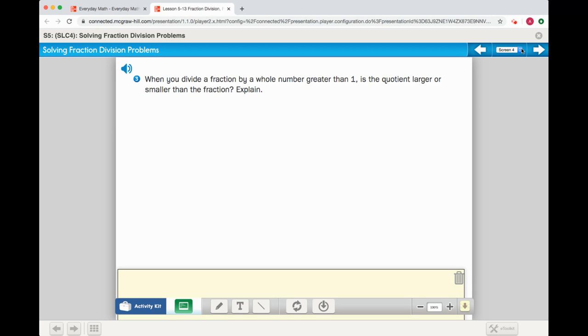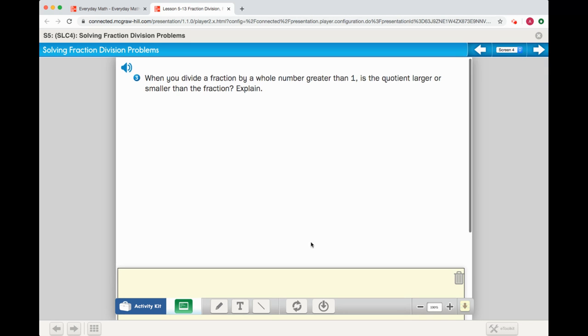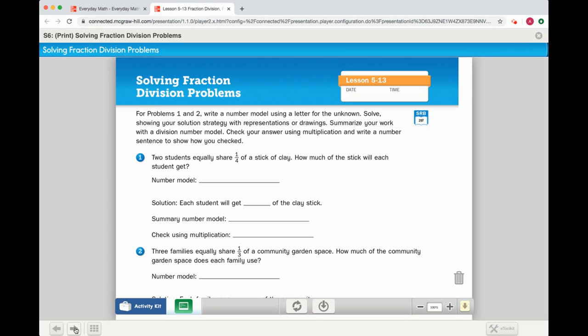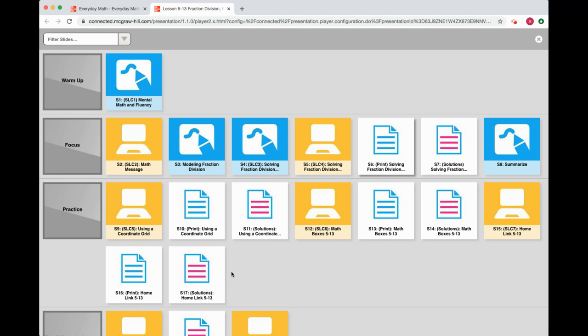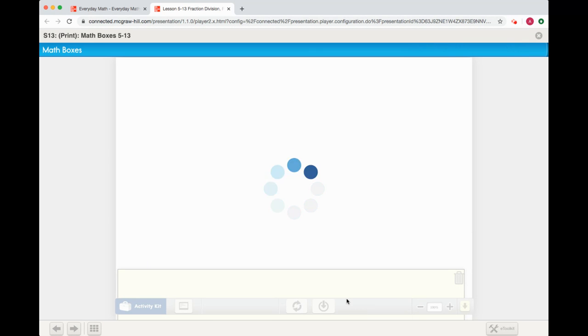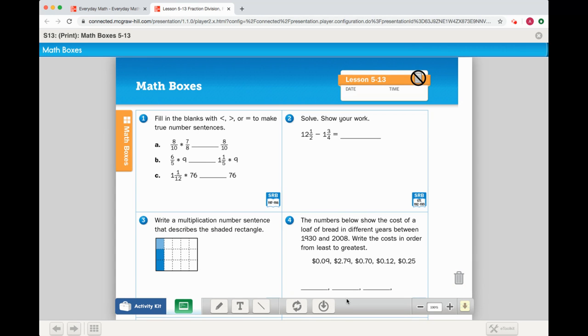And this question says, when you divide a fraction by a whole number greater than 1, is the quotient larger or smaller than the fraction? This is just something you can think about to respond to in your notebook. When you are done with this, you could go onto your math boxes, which might be done already, since this was a previous lesson taught. Okay, if you're online, you could just go to the math boxes on Connect Ed, or if you do have your journal at home, it's page 190.